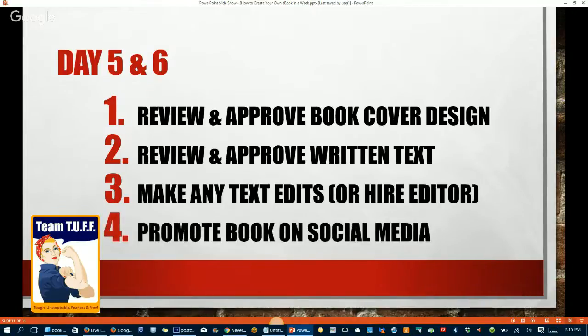Oh, the other thing you're going to do is at this point, once you've approved that book cover design, you can now start promoting your book on social media. And I always recommend to people, before your book even is published, you want to create buzz about what you're doing. Even if it's a free book, a freemium, still promote it. I have gotten so much business just from promoting my own free books.